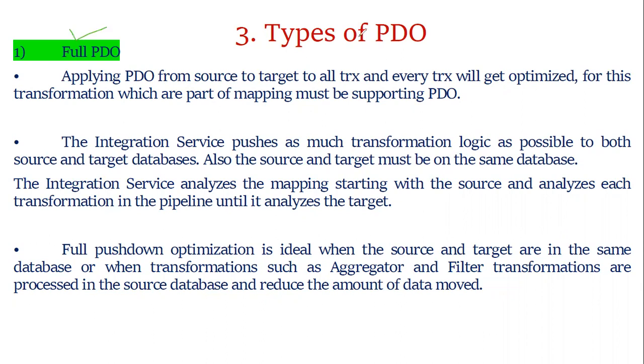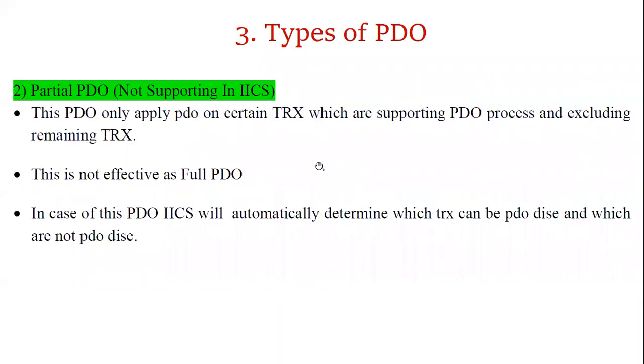So this is the first type of push down optimization, that is the full push down optimization. In the full push down, all the transformations will get optimized. That is one important thing. Another thing, your transformation logic may get pushed toward the source or target database, in the sense that your transformation logic will be executed by the source database or by the target database. That is the meaning of pushing your transformation logic to the source or target database. Another important thing is that we can get good results when source and targets are both in the same database. So these are the three important things related to full push down optimization.